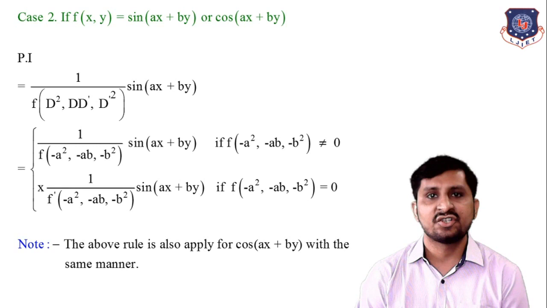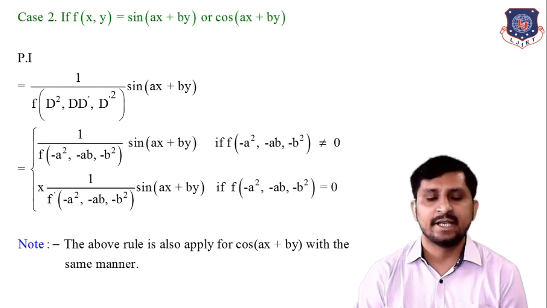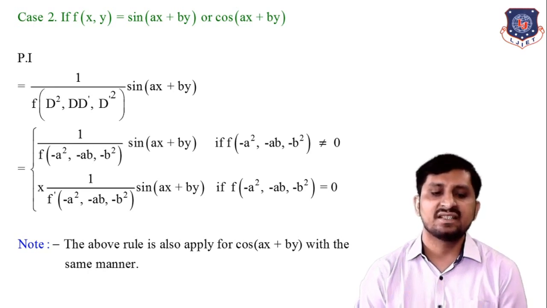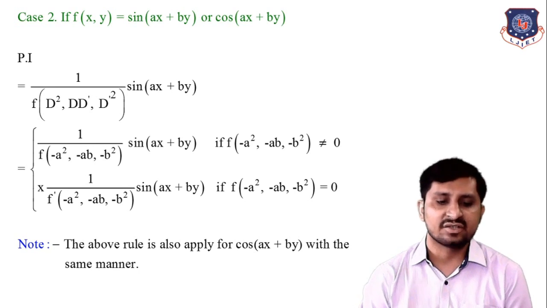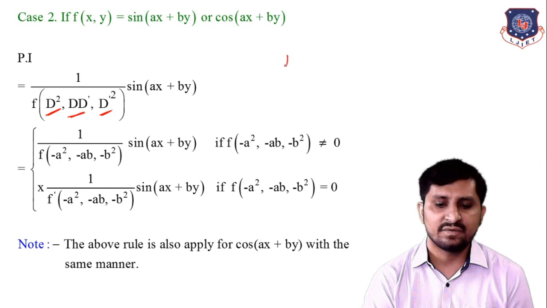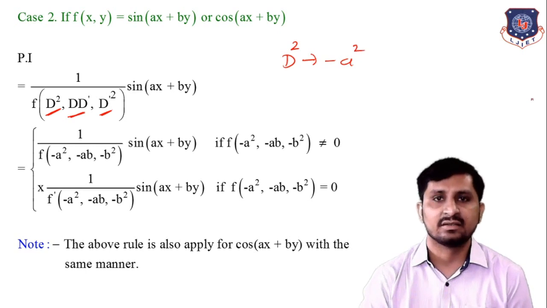For the sine function or the cos function, for both the functions we have to apply the same rule. And what is the rule? Let me explain. The particular integral, as you can see on your screen, is 1 upon f of d square, d into d dash, d dash square, sine ax plus by. Instead of d square, you have to take minus a square.